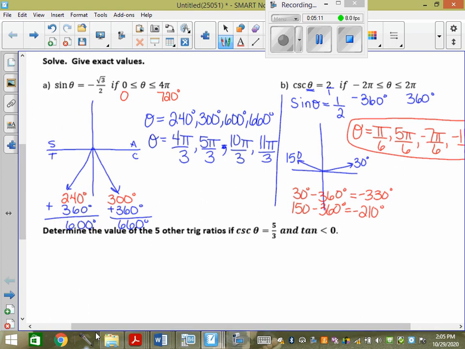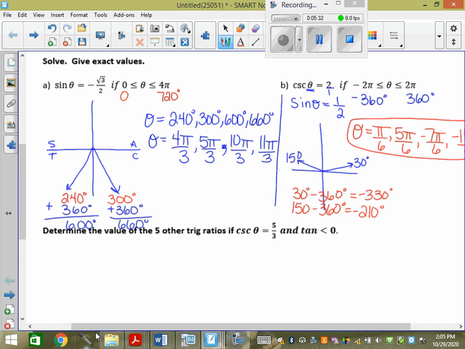Then there's this one. I told you you have to be able to spot this type of question. It'll say, determine the value of the 5 other trig ratios. It wants other trig ratios, or it could just ask for one, like cotan or tan or whatever it may be. They give you a trig ratio, and then they give you another part to narrow that arrow down, right? Because you're going to get 2 arrows from the trig ratio.